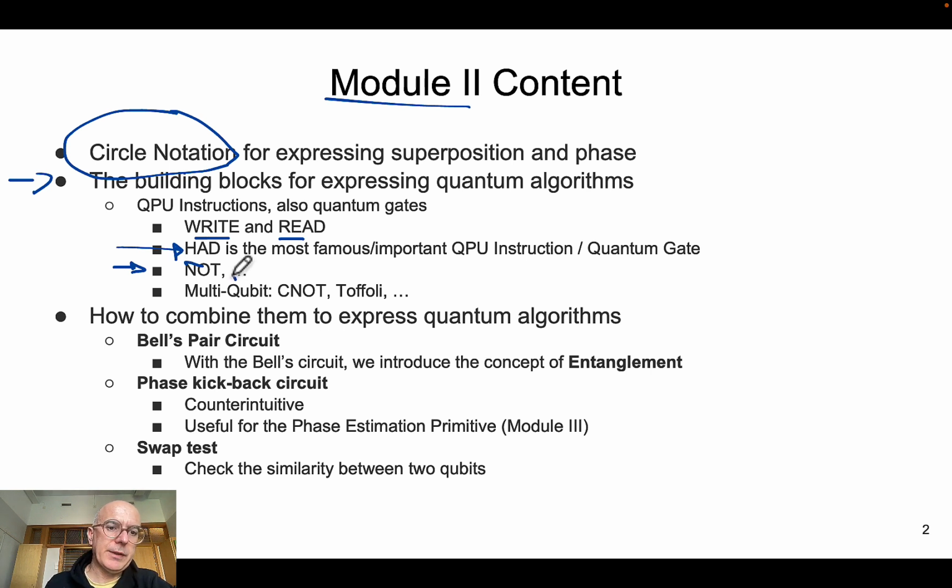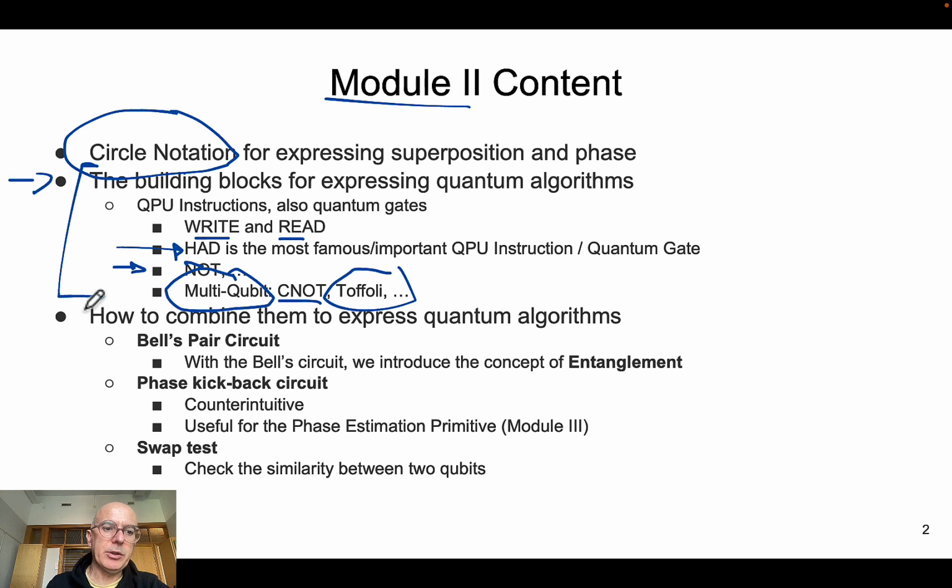We spend quite a lot of time on gates that can operate on more than one qubit at the same time. The most famous is called controlled NOT or CNOT, but also Toffoli gates and Fredkin gates. So this is the second part about the formulation of QPU instructions or quantum gates.